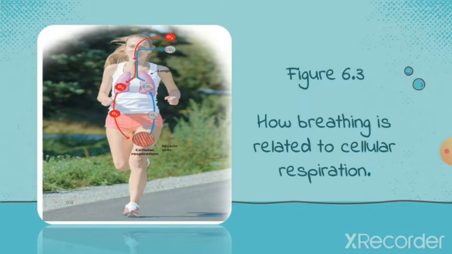Putting all this together, we can now define cellular respiration as the aerobic harvesting of chemical energy from organic fuel molecules. Again, as you can see in figure 6.2 on how breathing is related to respiration, when you inhale, you breathe in oxygen, the oxygen is delivered to your cells, and it is used in cellular respiration. Carbon dioxide, a waste product of cellular respiration, diffuses from your cells to your blood and travels to your lungs, where it is exhaled.